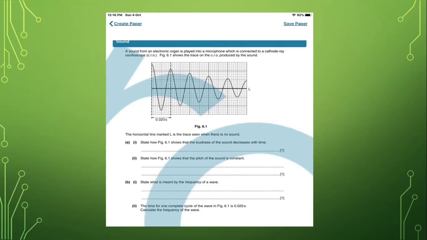The time for one complete cycle of the wave is 0.020 seconds. We need to calculate the frequency of the wave. Now, we are going to use the formula frequency equals 1 over time. We have been given the time as 0.02 seconds, so we get the frequency as 50 hertz. This frequency means that 50 complete oscillations can take place in 1 second of this sound wave.